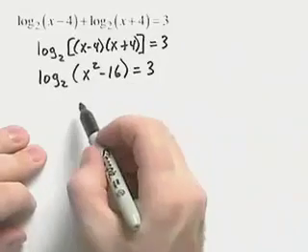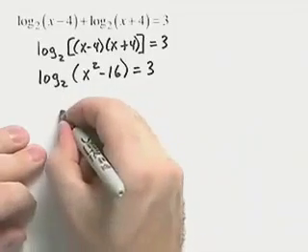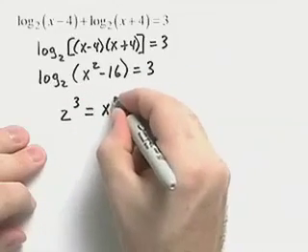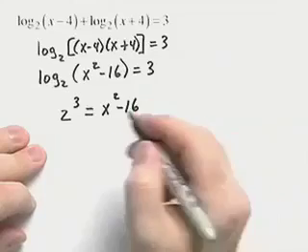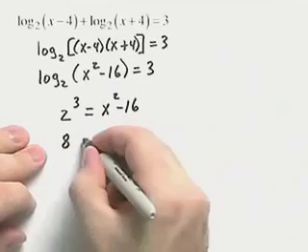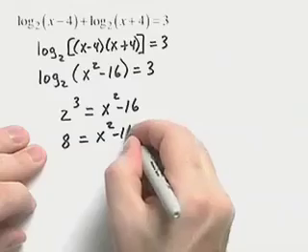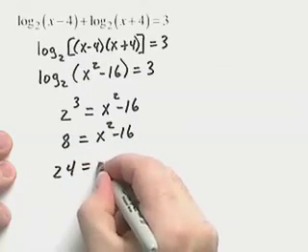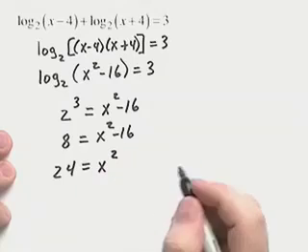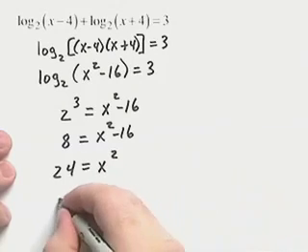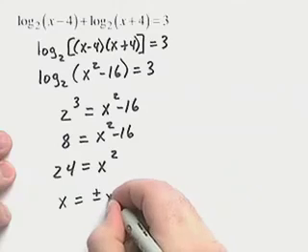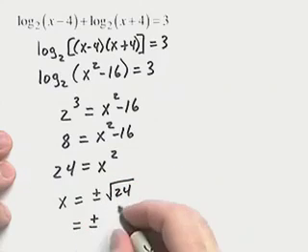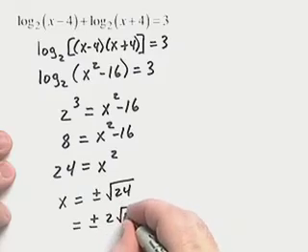We've got a logarithmic form here. We want to change that to exponential form. So we take the base 2, raise that to the third power, and that has to equal the inside, x squared minus 16. 2 cubed is 8, so 8 is equal to x squared minus 16. I'm going to add 16 to both sides, so we get 24 is equal to x squared. To solve for x, we take the square root of both sides. So x is equal to plus or minus the square root of 24, and we can simplify this radical as plus or minus 2 root 6.